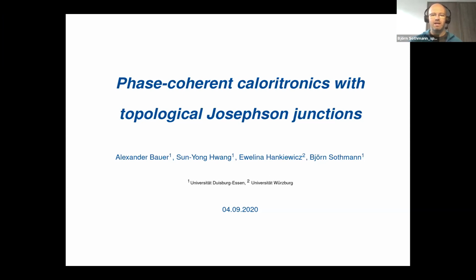So what I'm going to talk about today is a mixture of two things that seem rather incompatible at first glance. There's phase coherent caloritronics, so heat transport, which is dissipative, and topological Josephson junctions, where people are typically interested in Majorana fermions and don't want to deal with dissipative effects at all. And what I want to do in this talk is to convince you that you can actually put these things together in a meaningful way, and to use phase coherent heat transport as a tool to learn something about the topological properties of Josephson junctions.